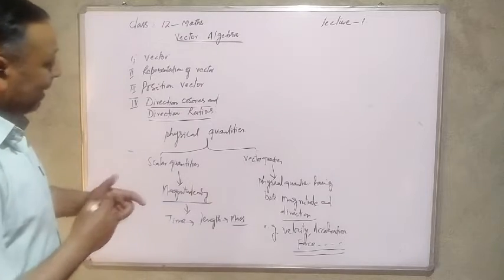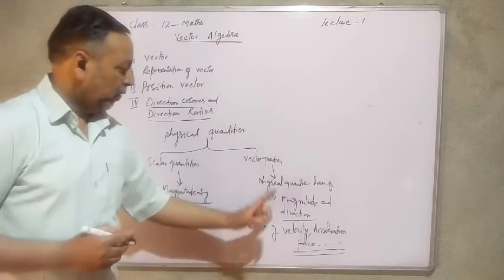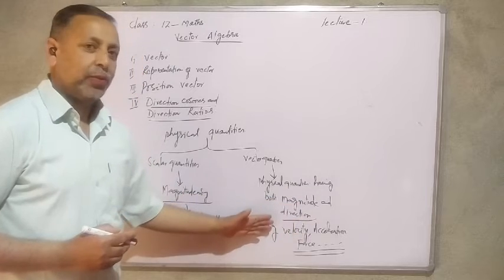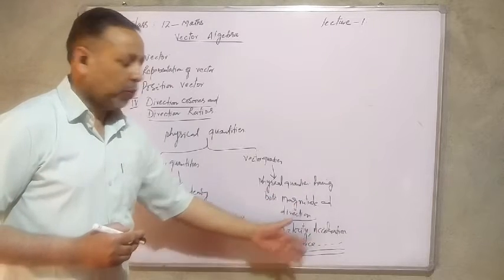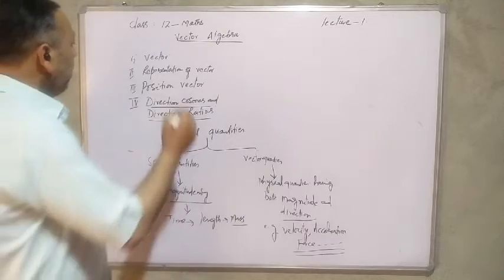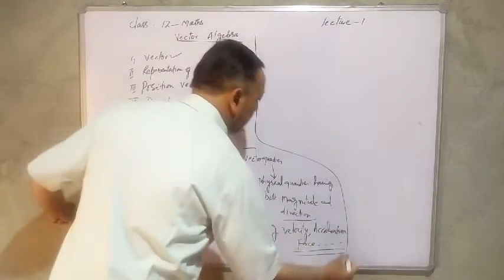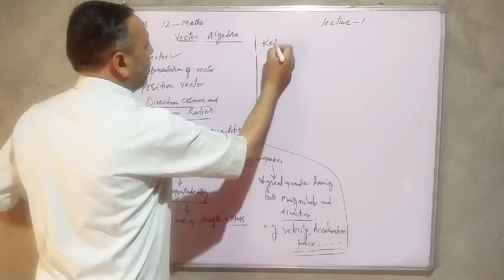So in short, we can say that vector quantities are those physical quantities which have both magnitude and direction. Velocity, acceleration, force, and so on are some vector quantities. Now next is the representation of a vector.